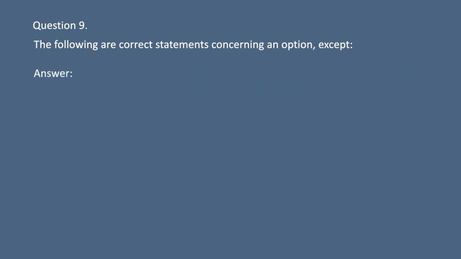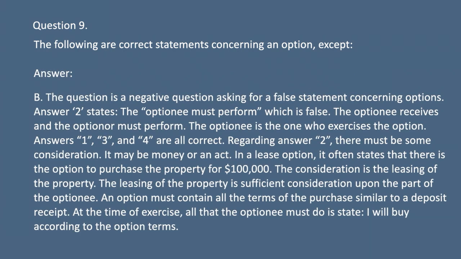Answer. B. The question is a negative question asking for a false statement concerning options. Answer 2 states, the optionee must perform, which is false. The optionee receives and the optioner must perform. The optionee is the one who exercises the option. Answers 1, 3, and 4 are all correct. Regarding answer 4, there must be some consideration.